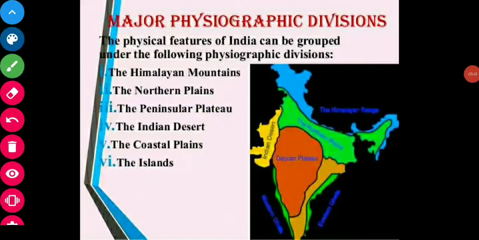Now we will learn about physical divisions. India has very distinct physical features that can be divided into 6 main divisions. They are the Himalayan mountains, the northern plains, the Peninsula Plateau, the Indian desert, the coastal plains, and the islands.